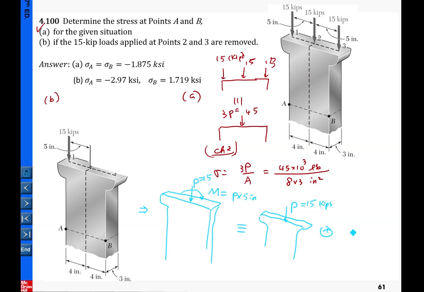Plus the superposition principle here, and this is the centroid, and we have a moment here. So moment equal to 5 times P. Moment equal to 5 times P. After this kind of decomposition, you can proceed. Then the stress will be equal to, for this case, P divided by A, and this is compressive.